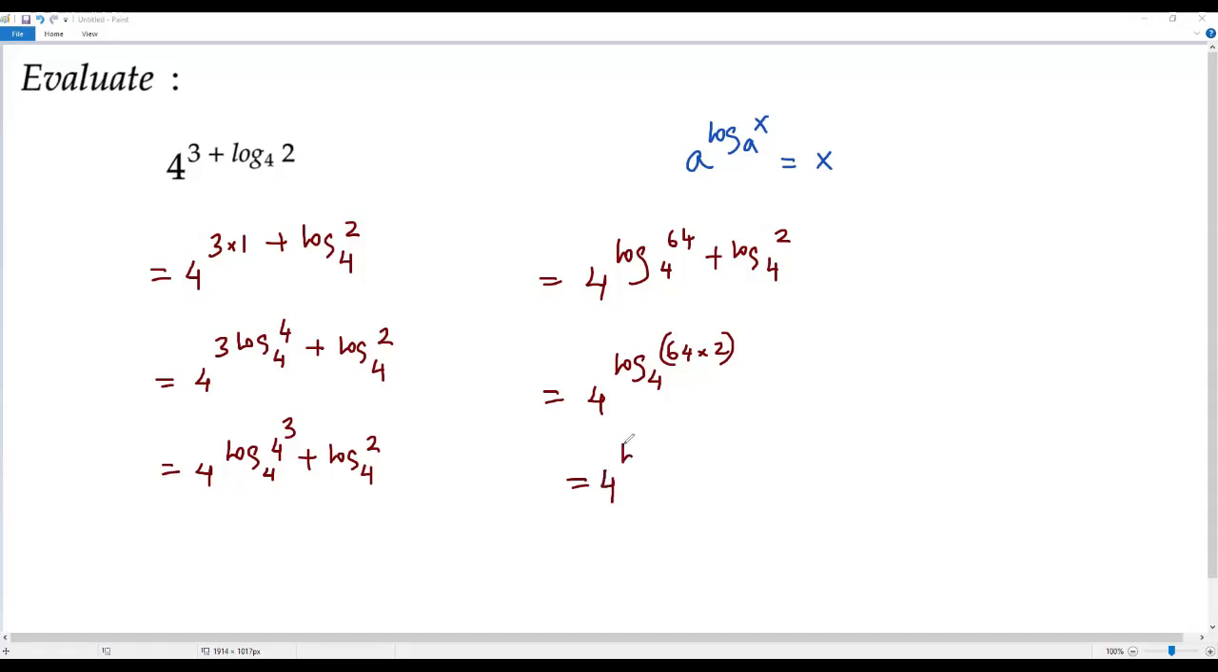Okay, 4 to the power of log. When I multiply 64 and 2, I get 128, log 128 to the base 4. Here, look at this one. The simplified expression is exactly in this form. The base is 4, and the base of the logarithm at the exponent is also the same, 4. Then what is the value of this expression? It is equal to the argument of the logarithm, that is 128. So the evaluation of the given expression equals 128.